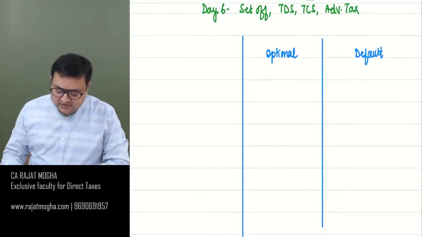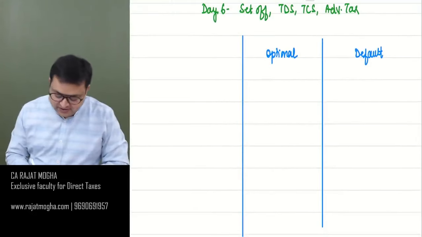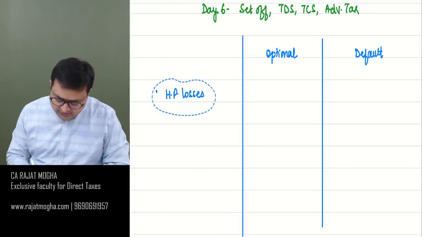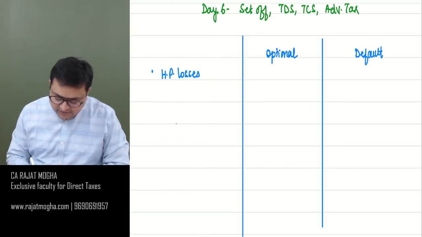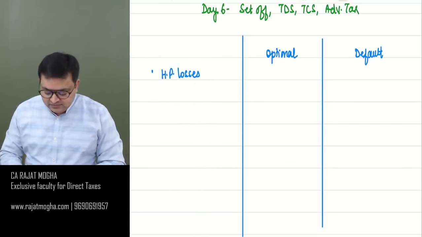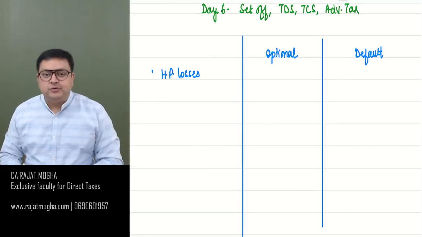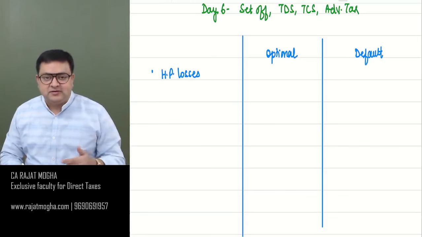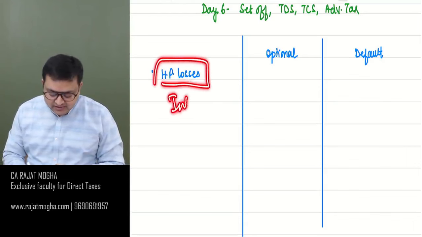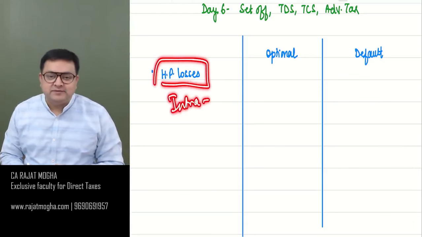See, there is only one change, that is house property losses. So if we have house property losses, how will we deal with them in optional and default regime? We know that first of all, we have to set off the losses which are coming from the same head, that we call intra head. What does intra head mean?